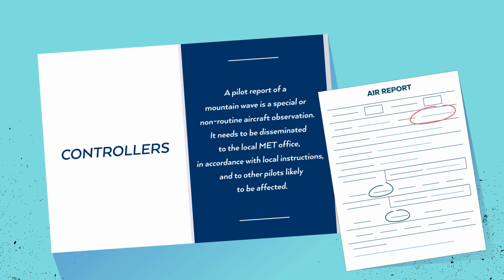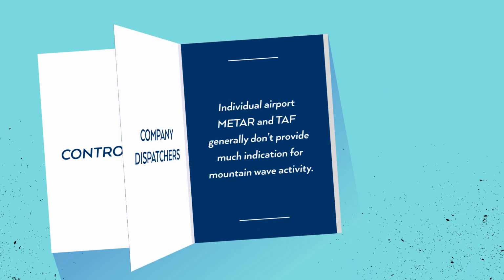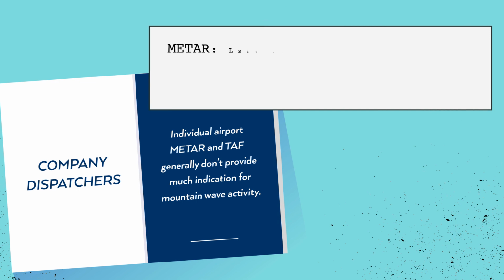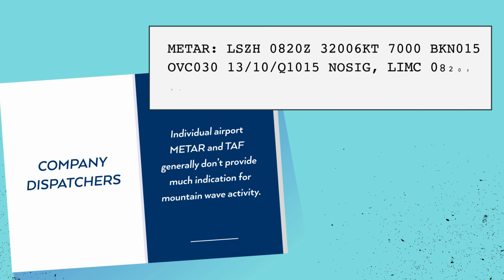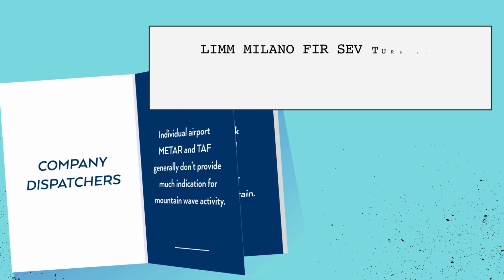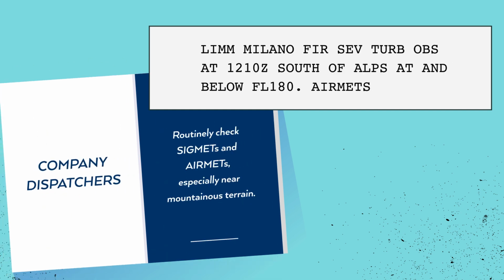It needs to be disseminated to the local Met Office in accordance with local instructions and to other pilots likely to be affected. Company dispatchers: individual airport METAR and TAF generally don't provide much indication for mountain wave activity. Routinely check SIGMETs and AIRMETs, especially near mountainous terrain.